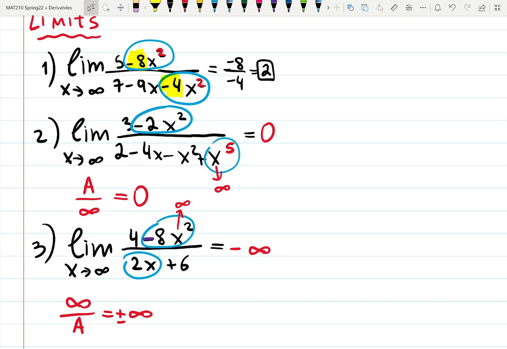x^2 and x^2, the same speeds. The answer is a number. Denominator x to the 5 was faster than x^2. You're dividing a huge pizza by infinitely many slices. What's the size of each slice? Zero. The third case, numerator x plus to infinity, everything is infinity. Make sense? Yeah.